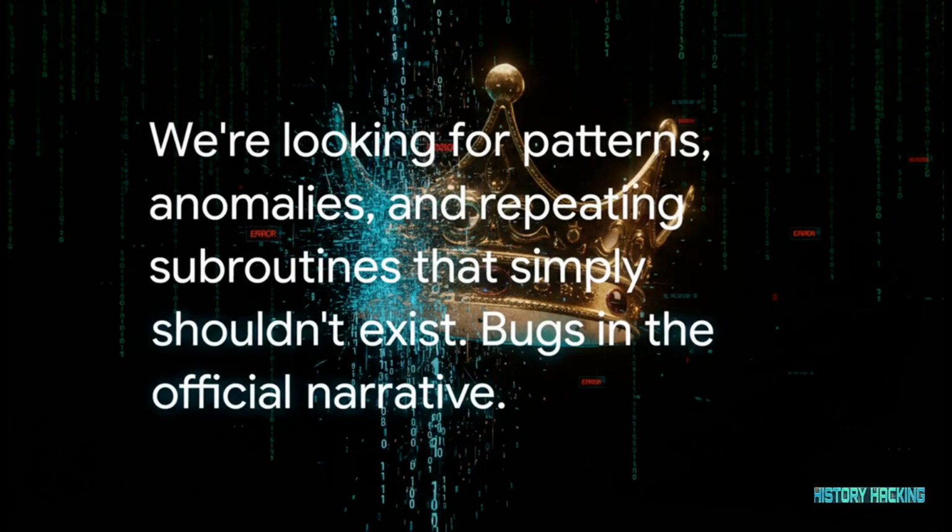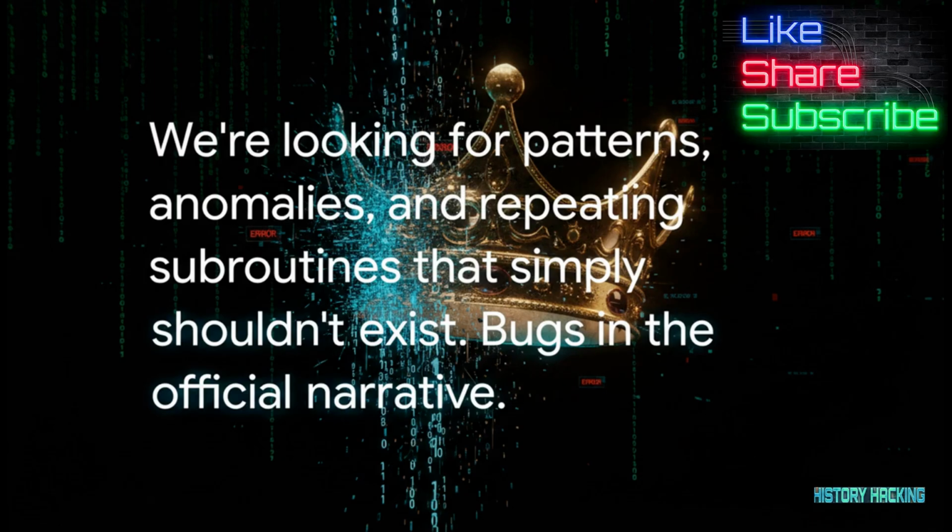So let's get started. We're going to decompile the source code of the English monarchy. And look, we're not here for the usual stories you read in a textbook. No, we're digging for something else. Patterns, weird anomalies, repeating bits of code that just shouldn't be there in a supposedly random timeline. We're hunting for bugs in the official narrative.